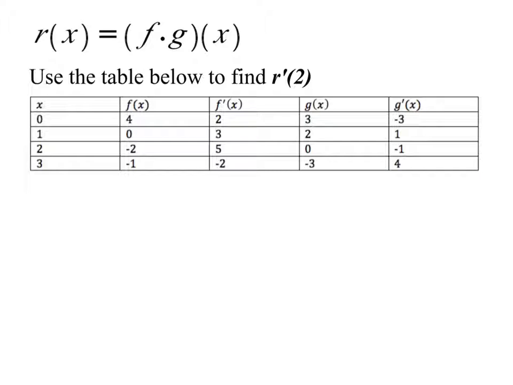So, first of all, which rule will we need to use in this case? Well, we're trying to find r prime here, right? r equals f times g. Well, if we're multiplying, that means the product rule. Hence, multiply, product, right? So we need to use the product rule, which means that in order to figure out what r prime is, I'm going to have to do f times g prime plus f prime times g.